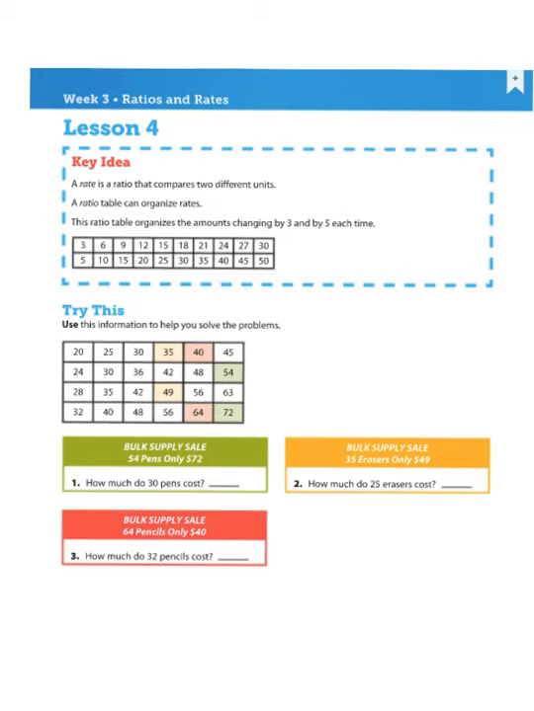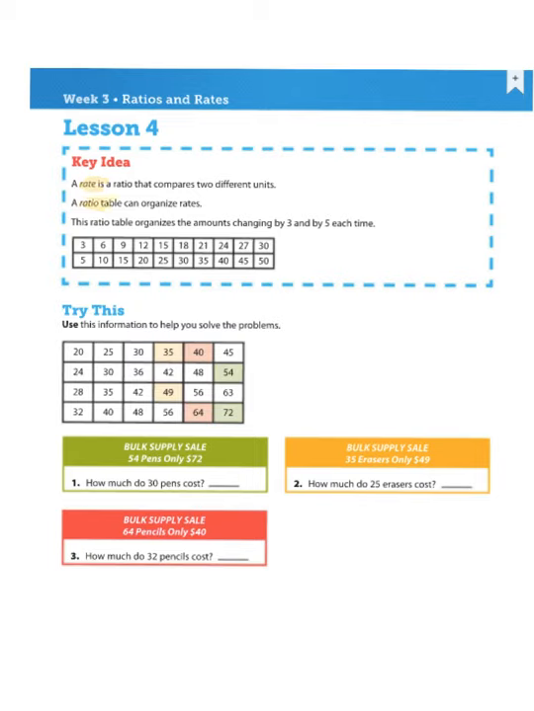In lesson 4, we're going to talk again about rates and ratios. So a rate is a ratio that compares two different units. A ratio table can help organize those rates.